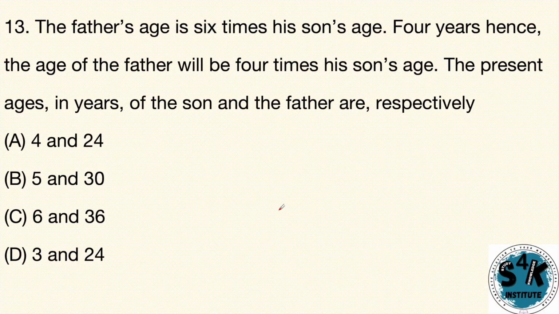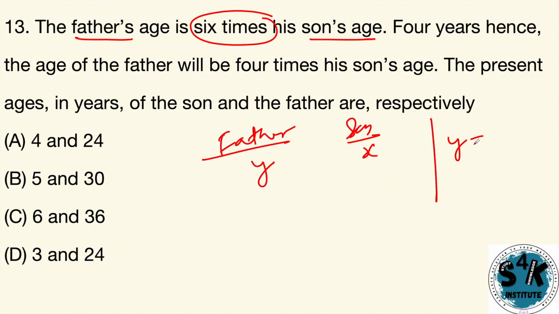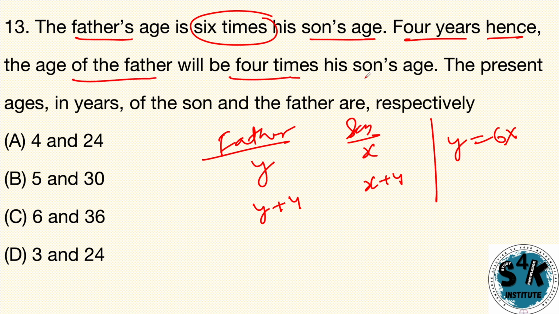I think this is the last question. So let's do this. The father's age is 6 times his son's age. So there is a father, there is a son. Let's assume the age of the father is y and the age of the son is x. So in the present scenario, the age of the father is 6 times the age of the son. 4 years hence, like after 4 years, the age of the father will become y plus 4 and the age of the son will become x plus 4. The age of the father will be 4 times his son's age.